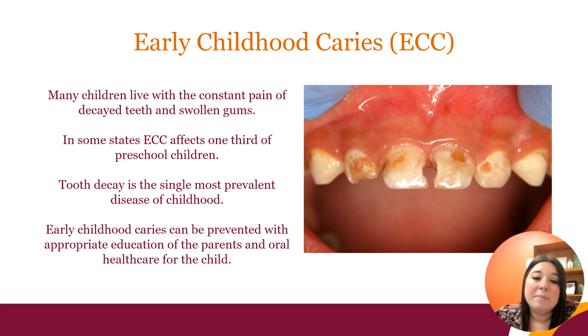Early childhood caries can be prevented with appropriate education of the parents, so telling them not to allow their children to have a bottle in the crib, to not sleep with the bottle at nighttime, to brush their teeth, or even use a wet gauze or wet washcloth to brush off the gums and teeth at nighttime after ingesting sugary things. And of course, oral health care. So getting them into the dentist as soon as their first tooth erupts, to start the oral health care process, making sure they have fluoride, are brushing their teeth properly, things like that.